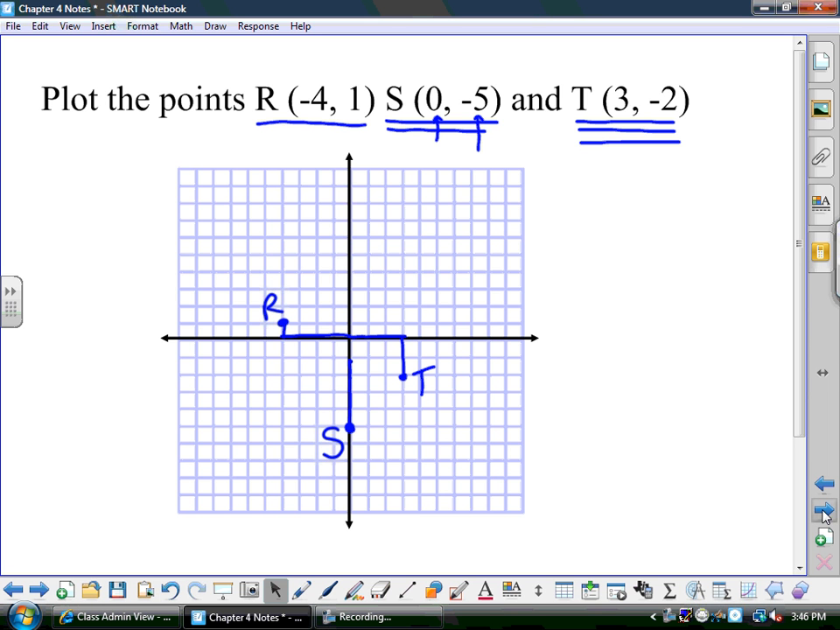And a quick review of quadrants. The quadrants are 1, 2, 3, and 4. So point R is in quadrant 2, point S is on the y-axis, and point T is in quadrant 4.